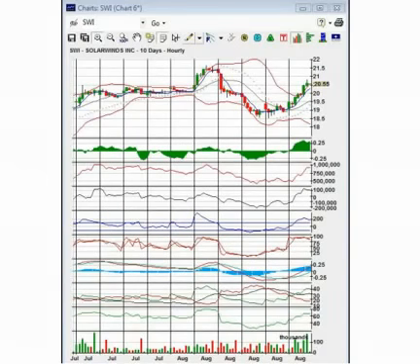Now here is a chart I use for swing trading. It has a candlestick chart with numerous technical indicators on them.